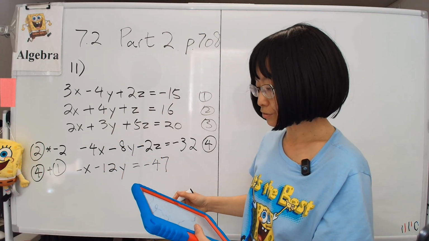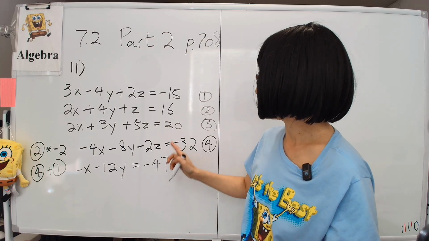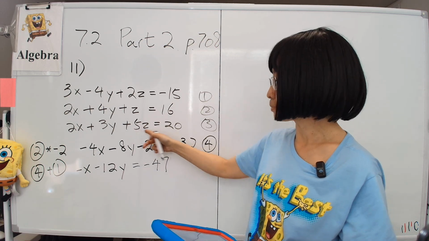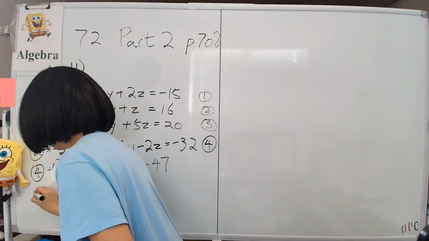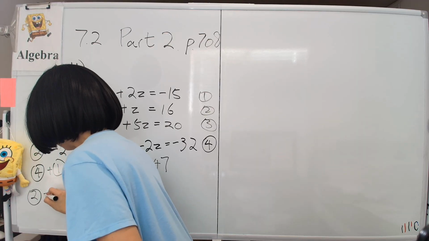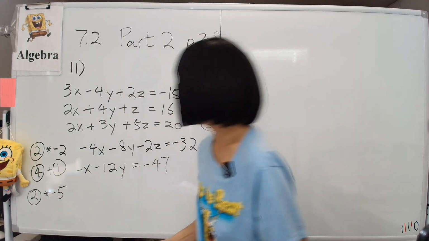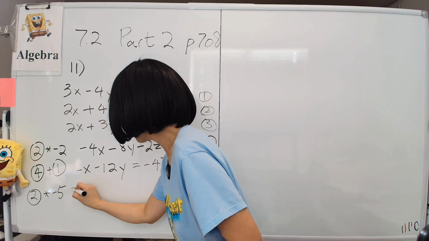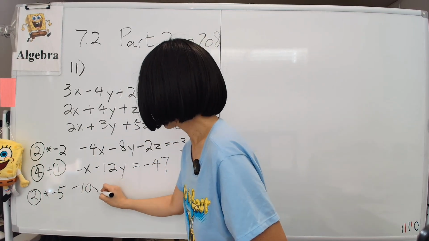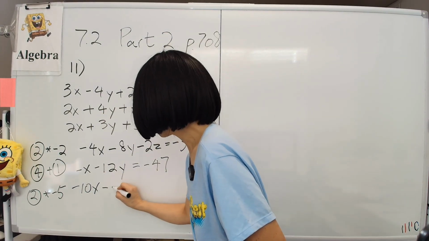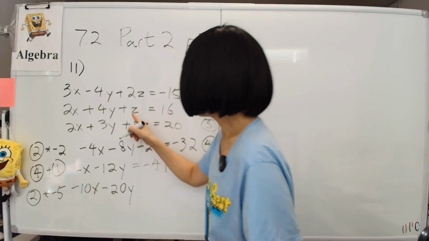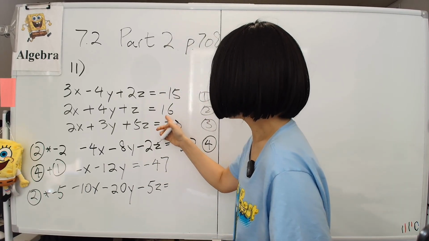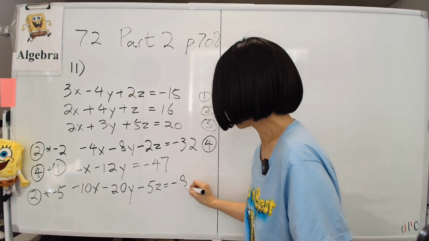So the next thing we're going to do is take equation 2 times minus 5. Equation 2, still this one, we multiply by minus 5, so we can cancel out this with this plus 5z. So that's why we're doing that. Equation 2 times minus 5: 2 times minus 5 is minus 10x. And then 4 times minus 5 is minus 20y. z times minus 5 is minus 5z. And then 16 times minus 5 equals negative 80.